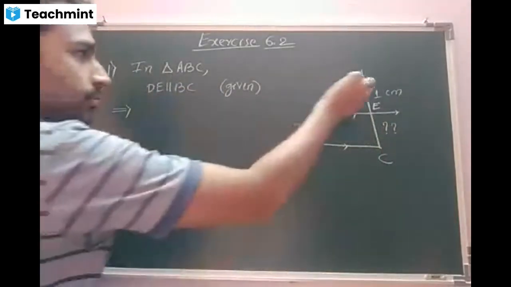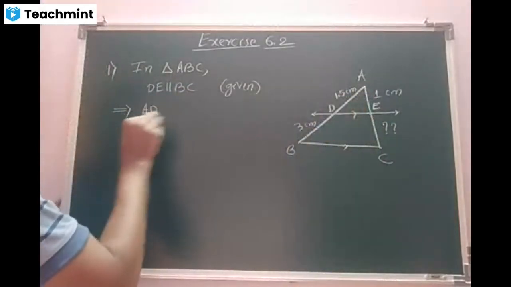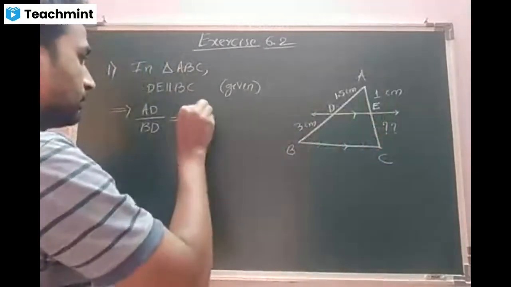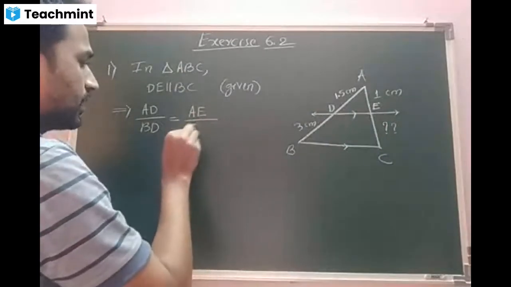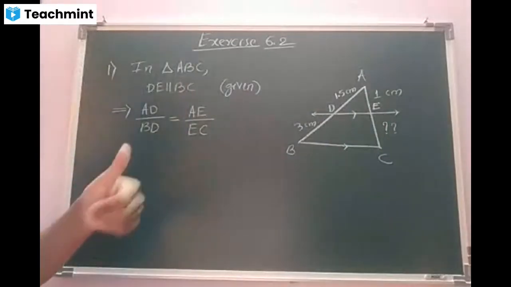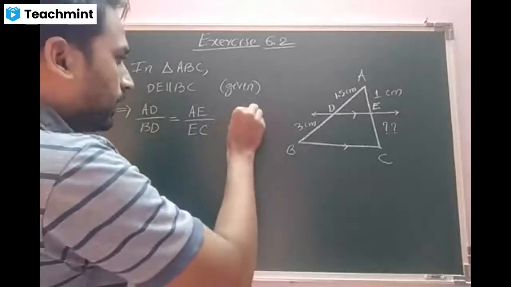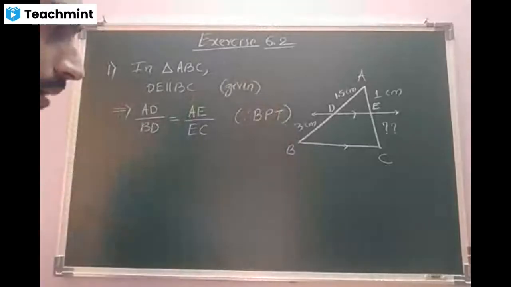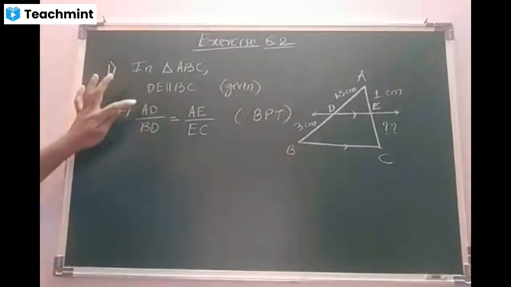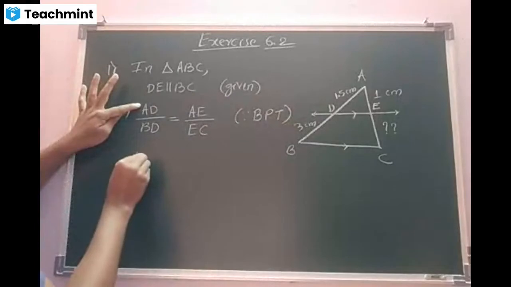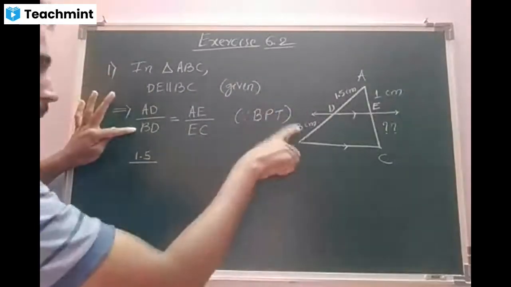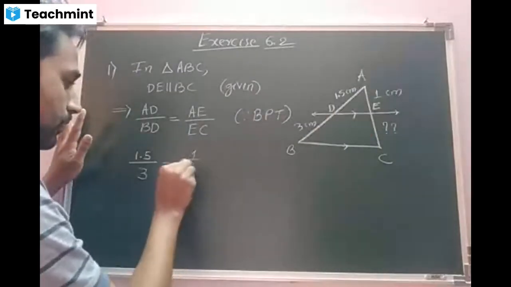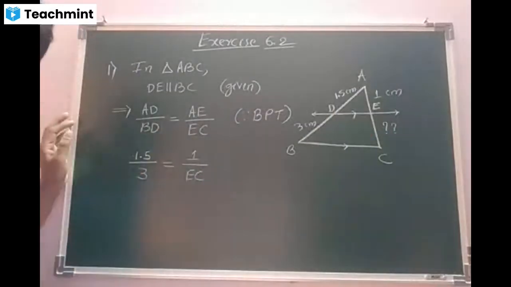This implies AD by BD must be equal to AE by CE. AE by CE or EC, you can write, it doesn't matter. Reason, beta. Tell me what I have to write. BPT, sir. BPT, basic proportionality theorem. Now beta, start substituting the values. What is the AD value given? 1.5, sir. 1.5 by BD, which is 3, equals AE value, which is 1. EC value we have to find, so keep it as it is.